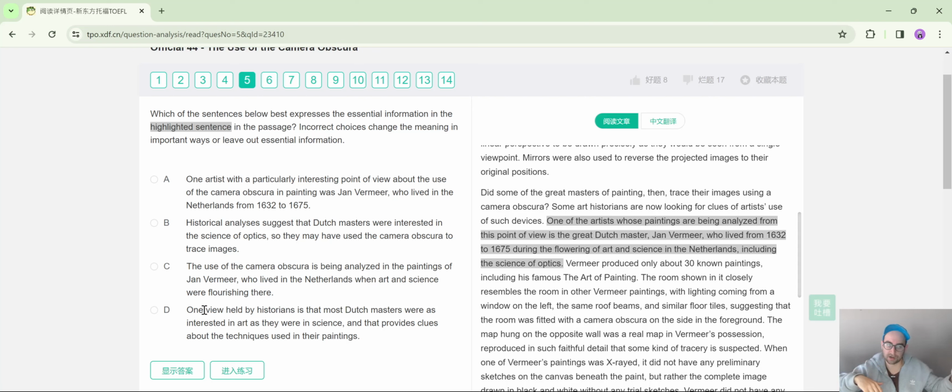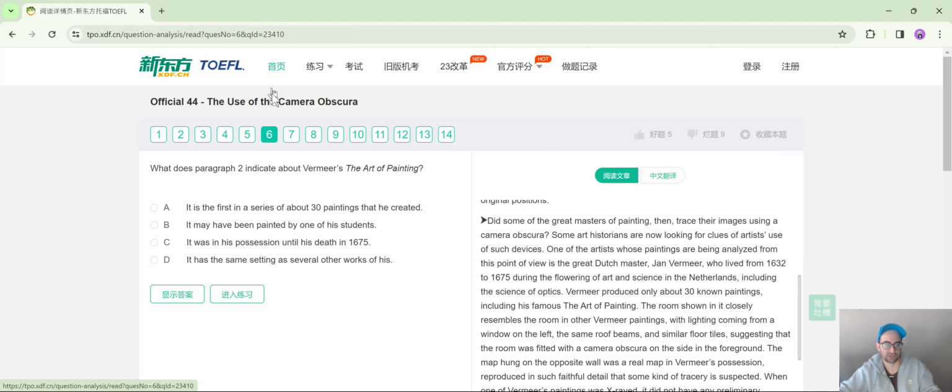Sometimes there could be another option or choice that could be close to C. One view held by historians is that most Dutch masters were as interested in art as they were in science. And that, again, they don't even talk about Jan Vermeer. Forget about the rest of it. C has to be the answer. All right, it had all the essential details.